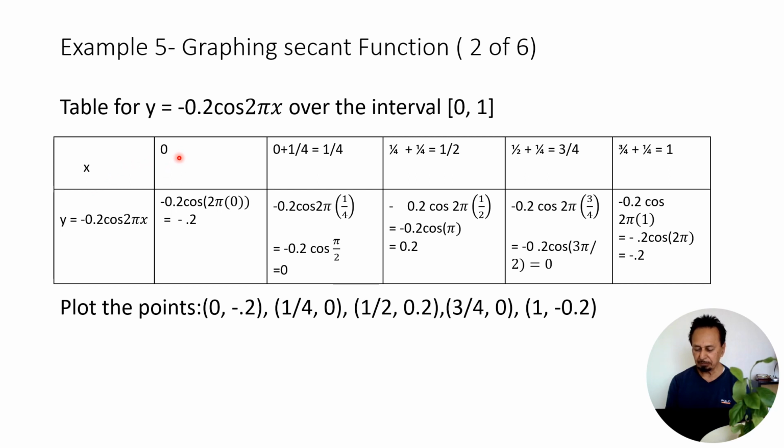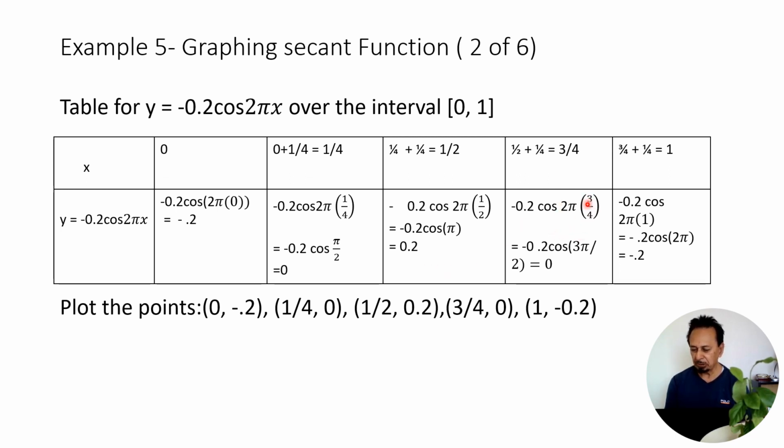Now we substitute x equals 0 in the equation y equals negative 0.2 cosine 2 pi x, so this becomes negative 0.2. Now we put in 1/4 for x: negative 0.2 cosine 2 pi times 1/4, which simplifies to negative 0.2 cosine pi over 2, and cosine pi over 2 is 0, so this becomes 0. Now we substitute 1/2: negative 0.2 cosine 2 pi times 1/2, which simplifies to negative 0.2 cosine pi, and cosine pi is negative 1, so negative times negative becomes positive, so it becomes 0.2.